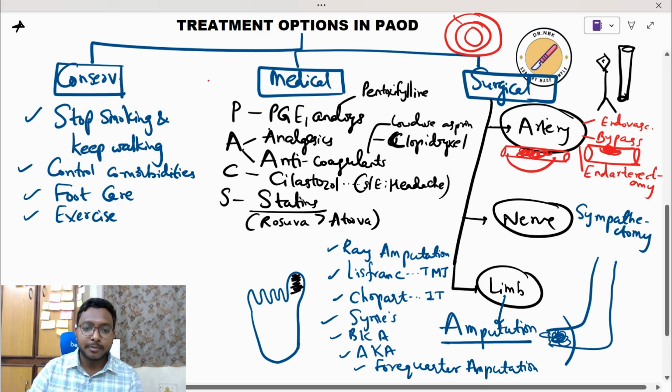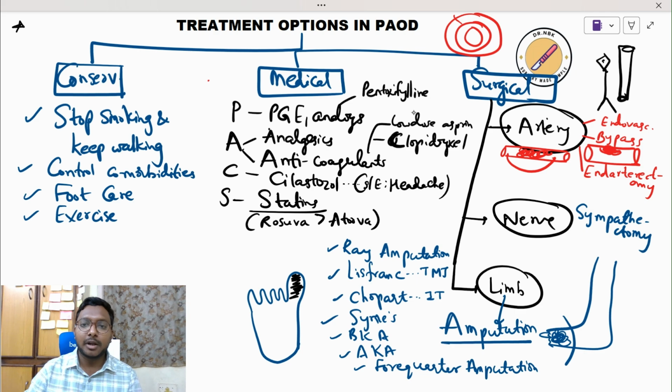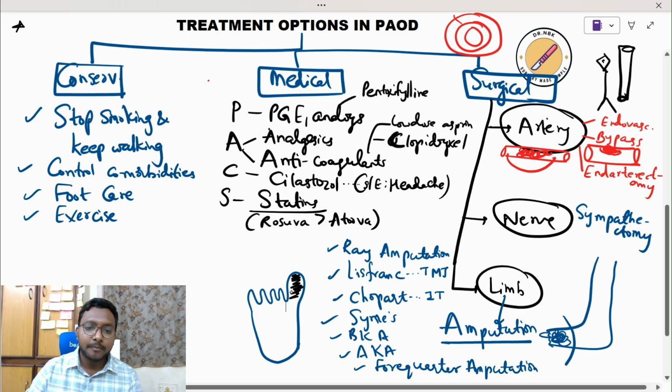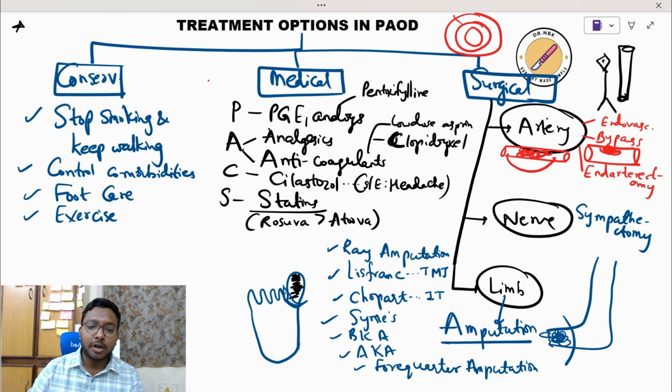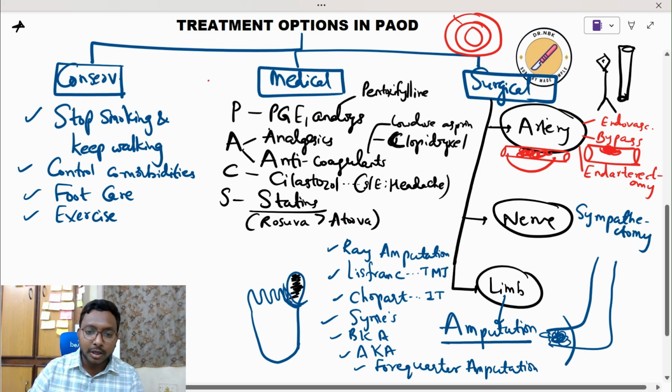So let's say for example, patient has come to you with this gangrene. So you will go only with the amputation of that particular involved toe. You will remove the part till the metatarsophalangeal joint, and you will remove only that particular toe. That is called ray amputation. This is otherwise called disarticulation. More or less you will be going there.